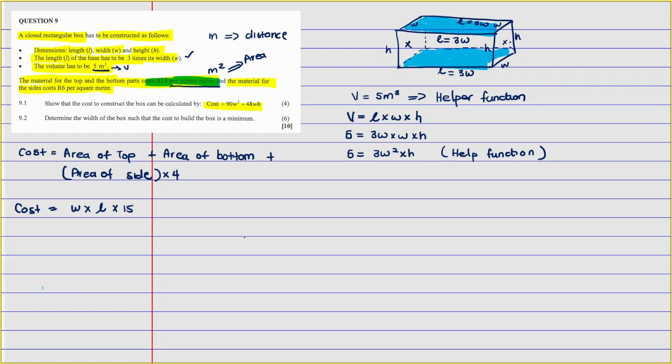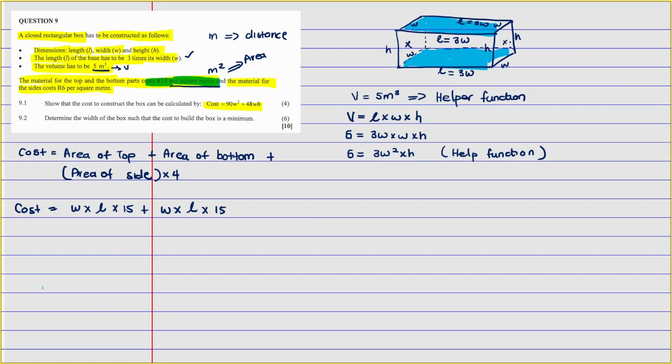Does that make sense? Yes. Then same thing with the area of the bottom. It's going to be plus W multiplied by L, because top and bottom are the same. Then this is going to be multiplied by 15. Does that make sense?